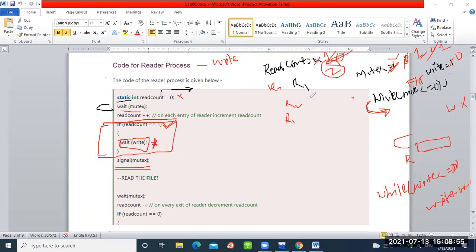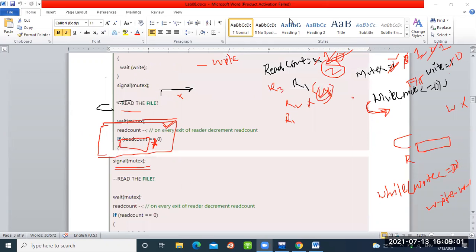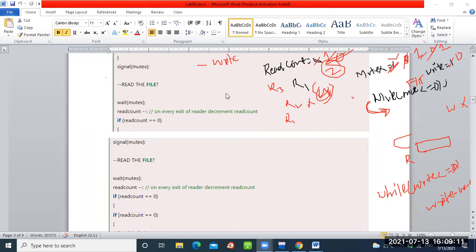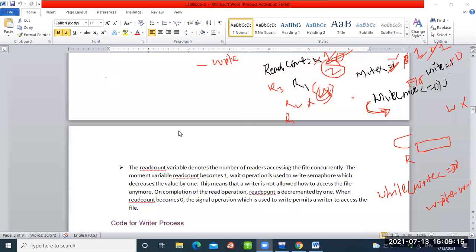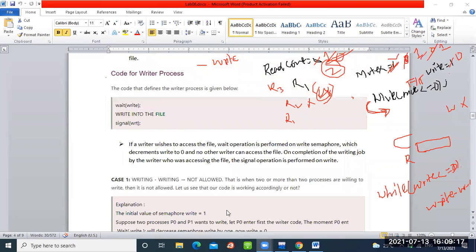But if a writer wants to execute, now you can see the writer code here. Let me show you the writer part. Okay, what is the writer doing? Now this is the code for the writer. So what will the writer do? First of all, it calls wait of write.